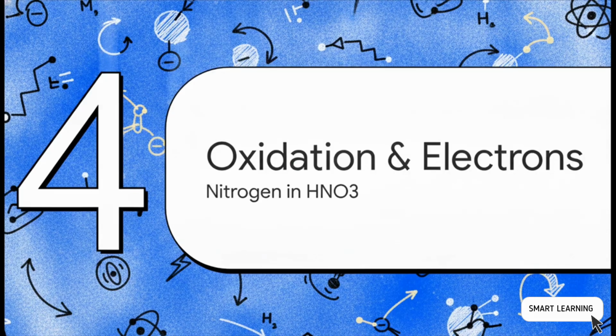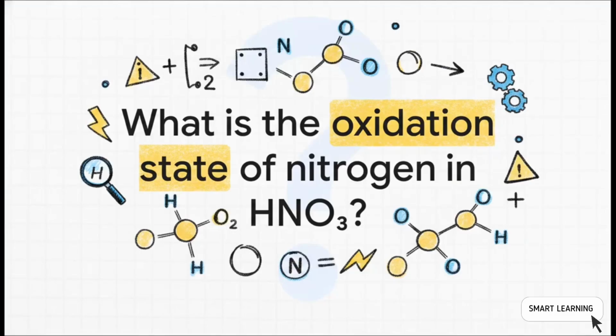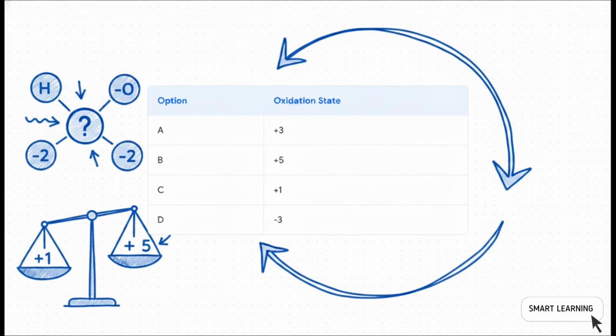All right, section 4, oxidation and electrons, nitrogen and HNO3. To solve this question about nitric acid, or HNO3, we basically have to turn a complex molecule into a simple math equation. We're being asked to find the exact oxidation state of the nitrogen atom that's trapped right in the middle of this molecule. Now, what's really interesting here is how visually mapping the known charges makes the missing piece just reveal itself.